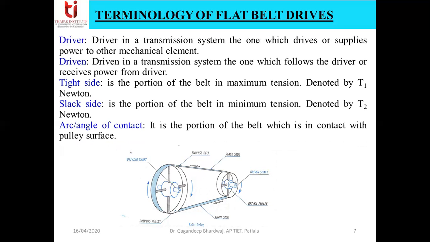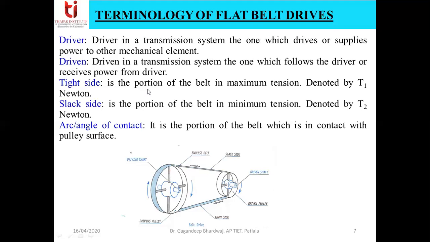There is one pulley which is known as the driver, which supplies power to the other mechanical component, and the second one is known as the driven, which receives the power from the driver. There is a tight side that is under maximum tension, and one side in minimum tension that is denoted by T2. The arc of contact is the portion of the belt which is in contact with the pulley surface.